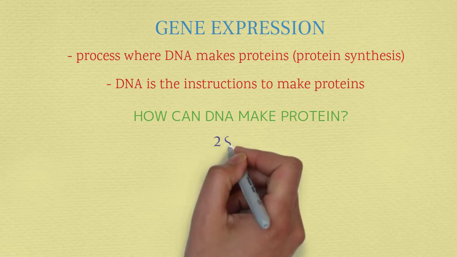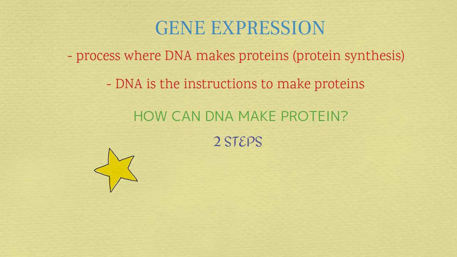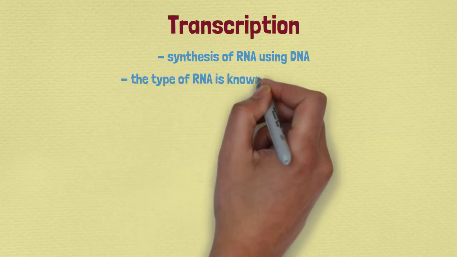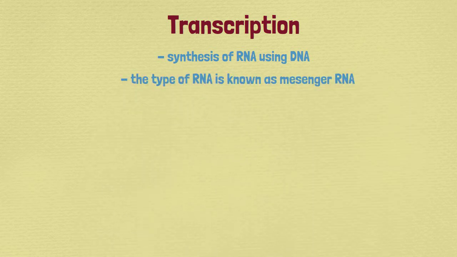Now there are two steps to this process: transcription along with translation. In this video, we're going to be talking about transcription, and in part 2 we'll talk about translation. So transcription is the synthesis of RNA using DNA. The type of RNA synthesized is known as messenger RNA.